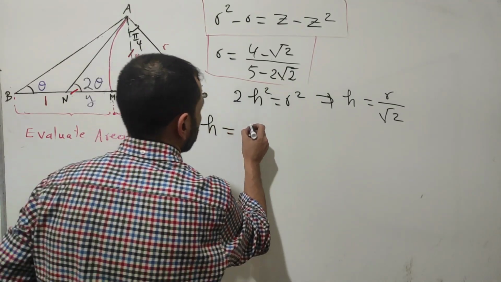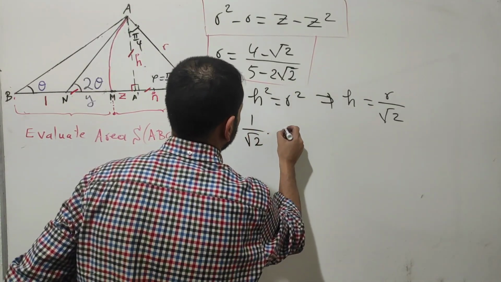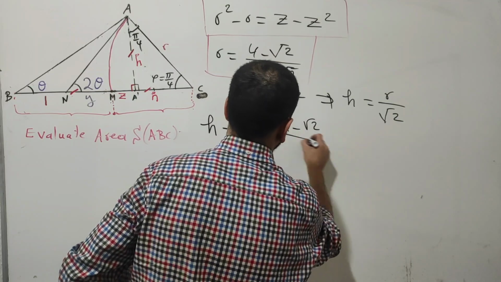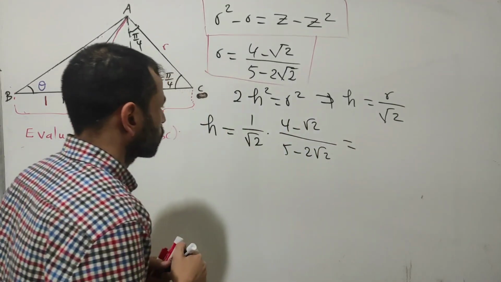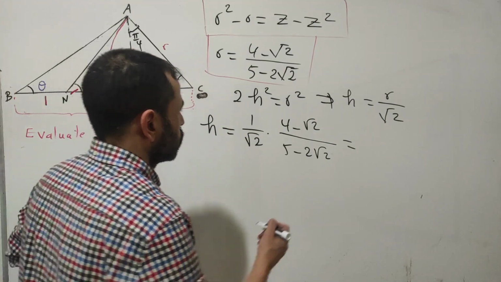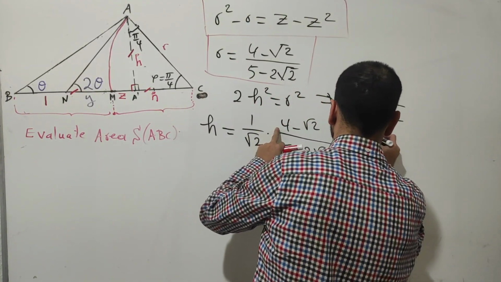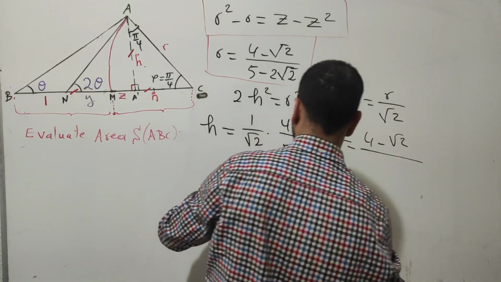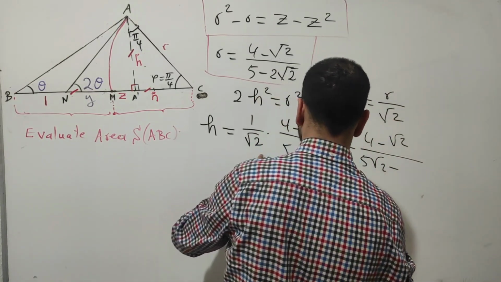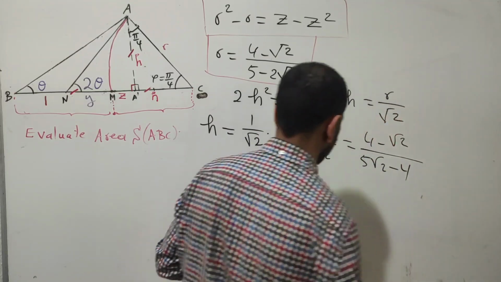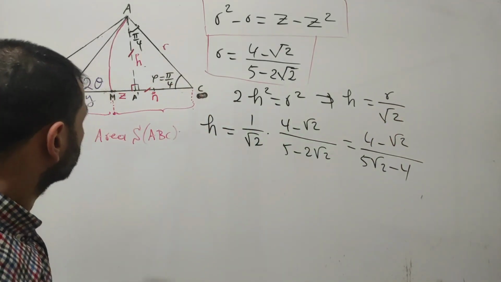h equals 1 over square root of 2 multiplied by 4 minus square root of 2 all over 5 minus 2 square root of 2. Okay? So I will have the following. It gets here 4 minus square root of 2 all over 5 square root of 2 minus 4. Okay, so what to do now?